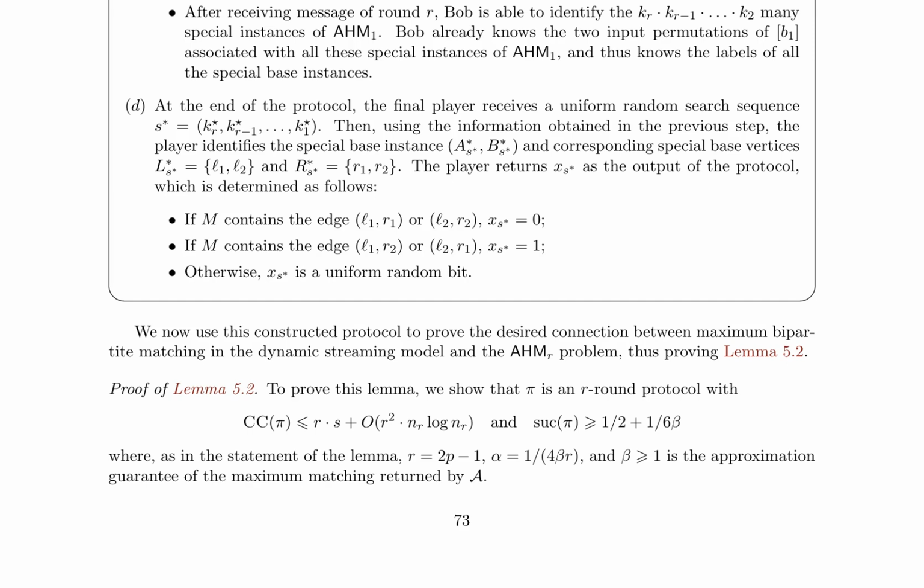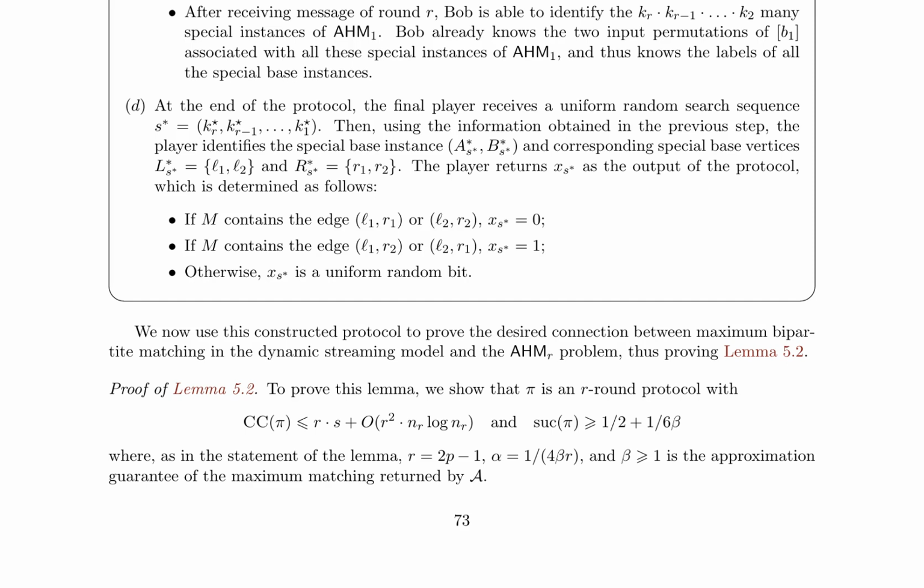The final player receives a uniform random search sequence S** and identifies the special base instance, A** S**, B** S**, and corresponding special base vertices L** S** and R** S**. The player returns X S** as the output of the protocol, determined based on the edges contained in M. This protocol Pi is used to prove the connection between maximum bipartite matching in the dynamic streaming model and the AHM R problem, thus proving lemma 5.2.